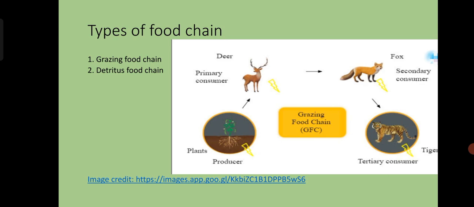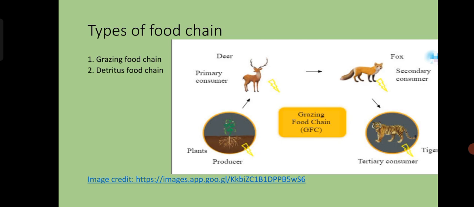For example, in a terrestrial ecosystem, grass is eaten by a caterpillar, which is eaten by a lizard, and the lizard is eaten by a snake. In an aquatic ecosystem, phytoplankton, that is primary producers, are eaten by zooplankton, which are eaten by fishes, and fishes are eaten by pelicans.